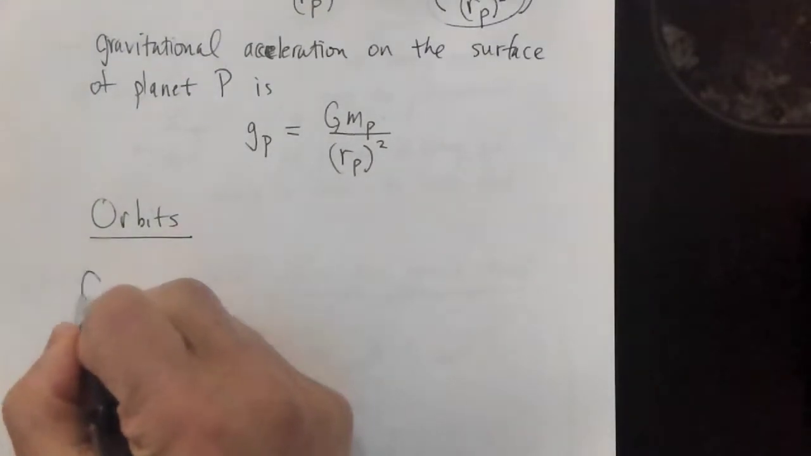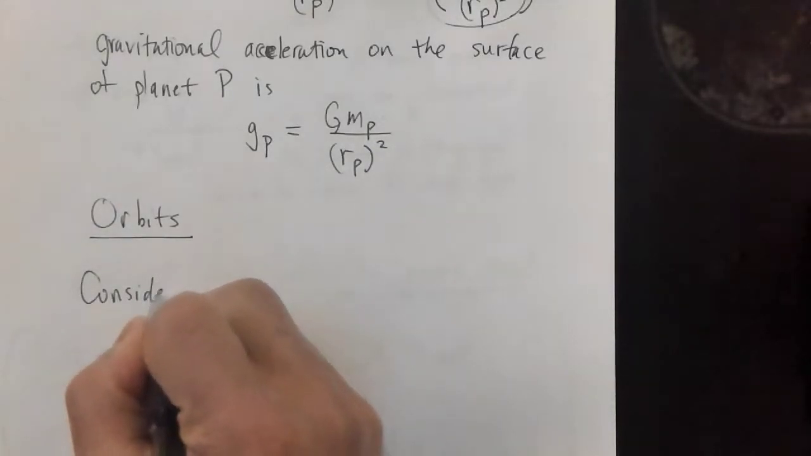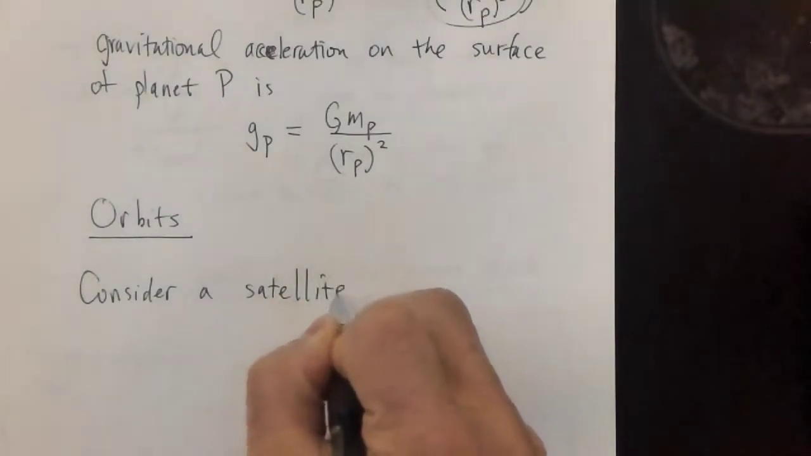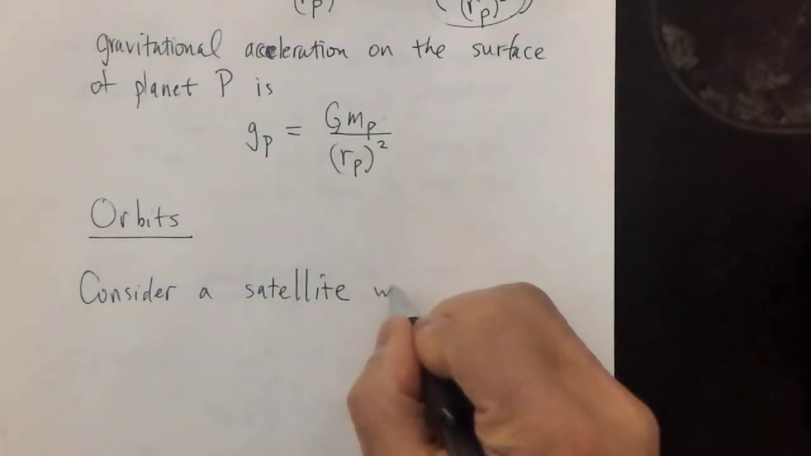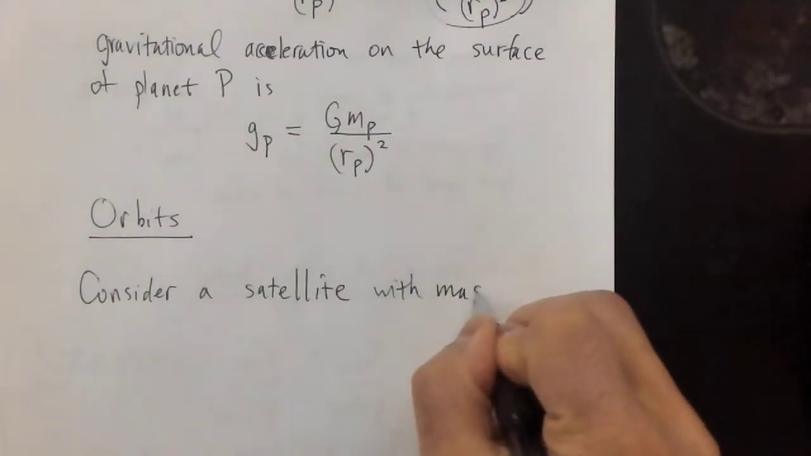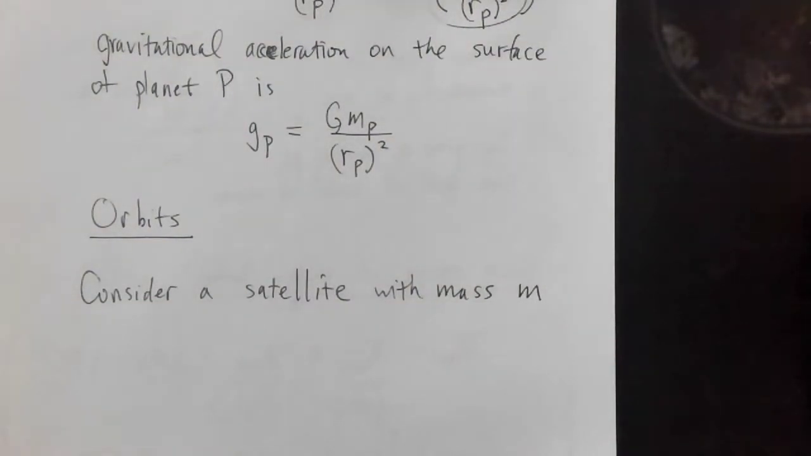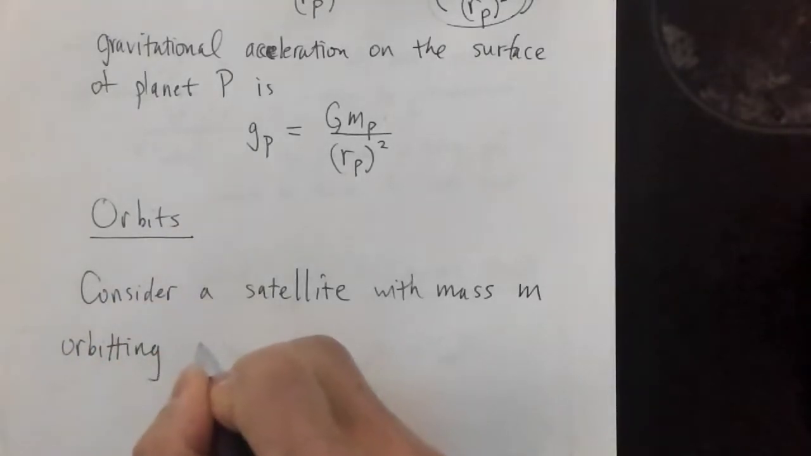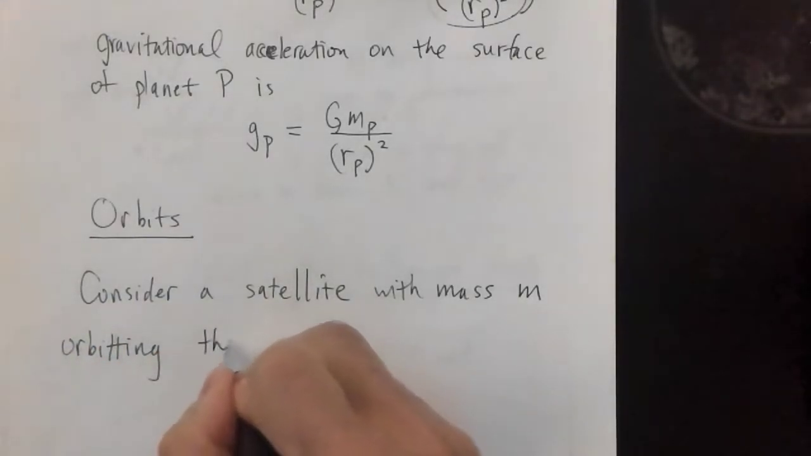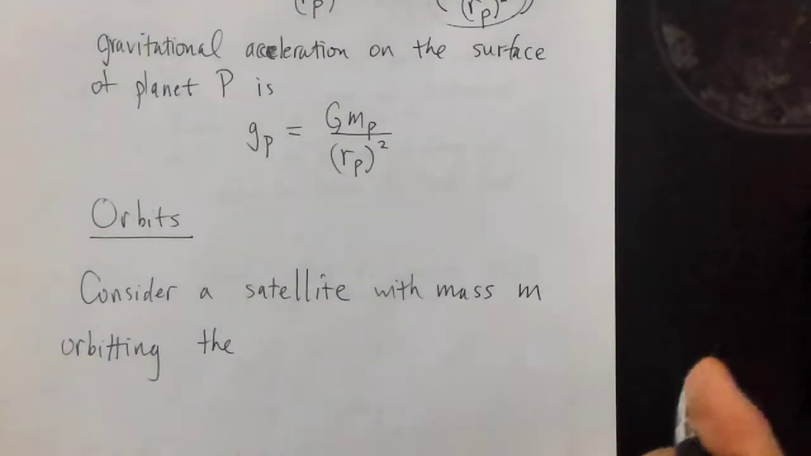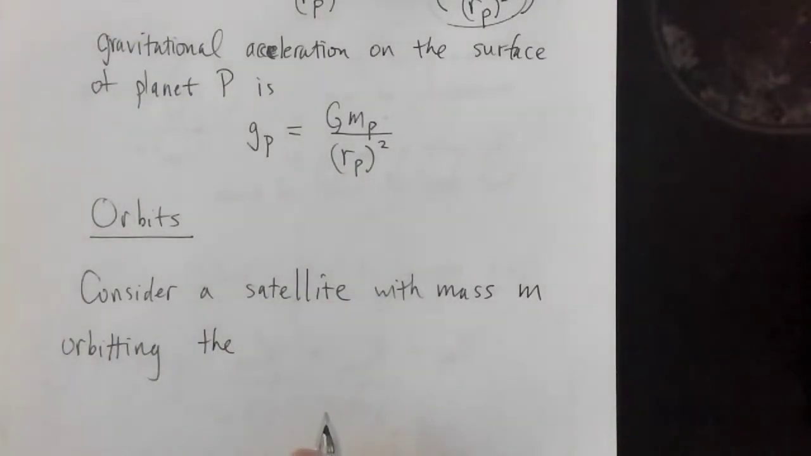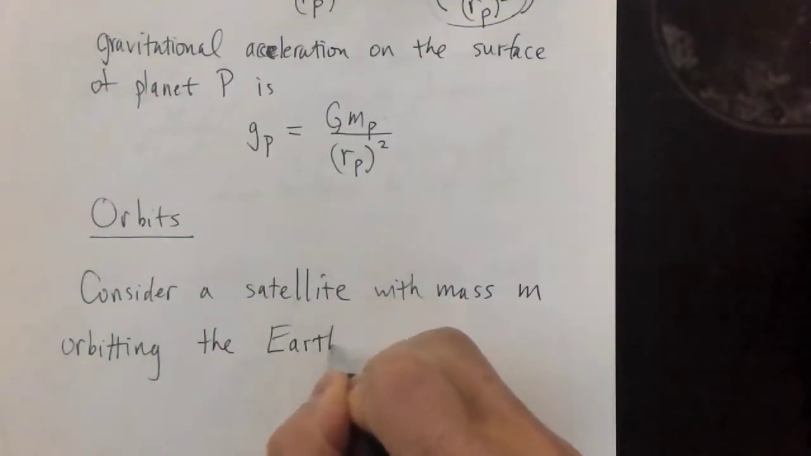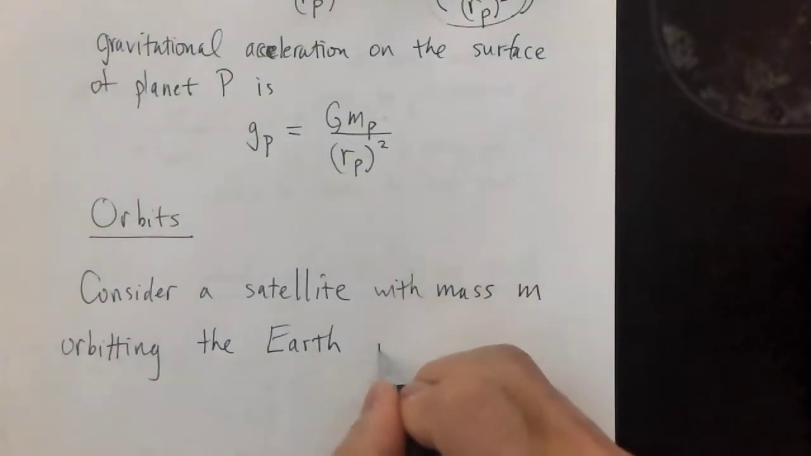Okay, so let's consider a satellite with mass small m orbiting the Earth. Let's make it the Earth, but we can switch it up and make it any planet. The formula that I write down can be changed for any planet or object orbiting the Earth in a circular orbit.